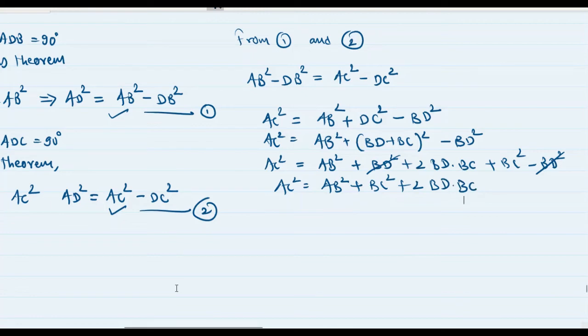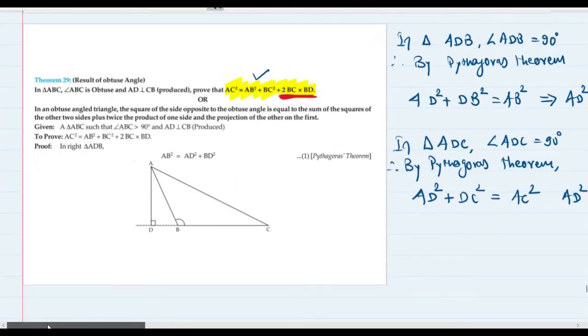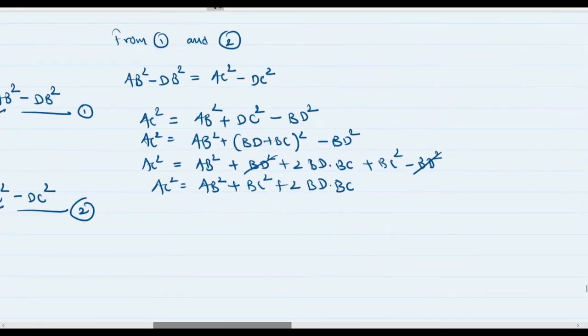AB square plus BC square plus 2BC into BD. That's what we needed to prove. And finally, we have it.